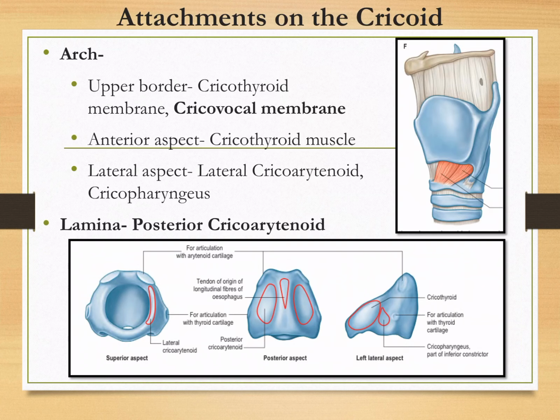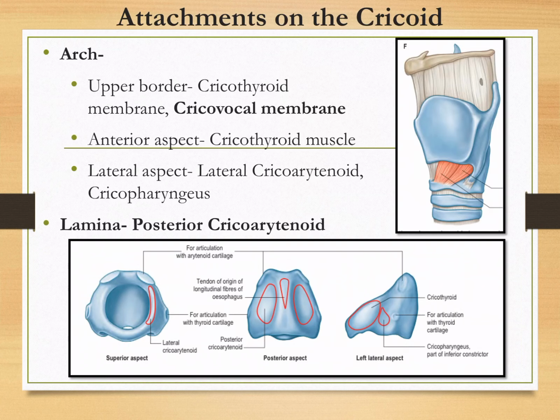And the lateral aspect, upper border, gives attachment to the lateral cricoarytenoid, which can be seen in the lower diagram on the left side, and fibers of the cricopharyngeus part of inferior constrictor, which can be seen on the diagram on the extreme right side below.